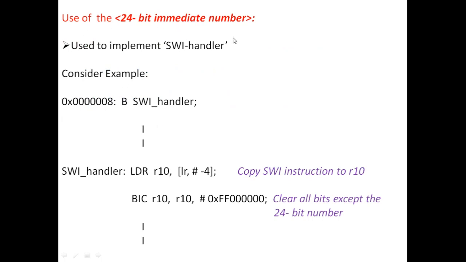Use of that 24-bit immediate number. Actually, this number is used to implement what is called a software interrupt handler. So this is what happens when that instruction is executed. The SWI, software interrupt instruction, is executed, so execution is transferred to this address. At this address, there is a branch instruction which transfers the execution to this software interrupt handler, and that handler basically contains this kind of instructions.